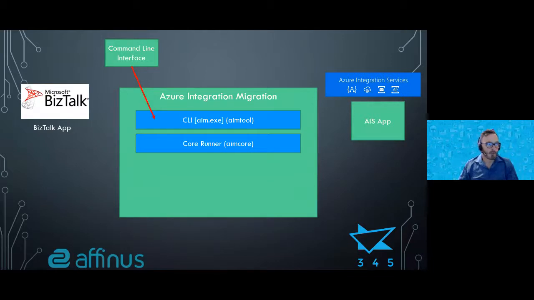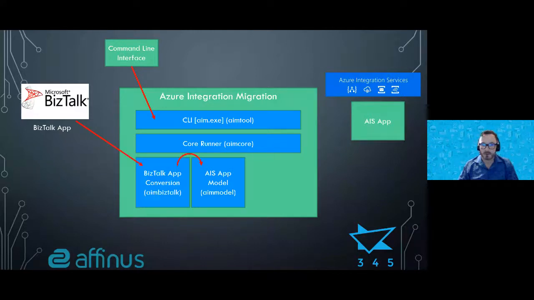Now, what we're doing is building up an in-memory model of an integration app in Azure. That model is the AIM model. When we come to do a conversion, everything that is BizTalk specific is in the AIM BizTalk package. So parsing a BizTalk application, decoding it, and the rules for converting a BizTalk application into an Azure application are all in the AIM BizTalk repo.